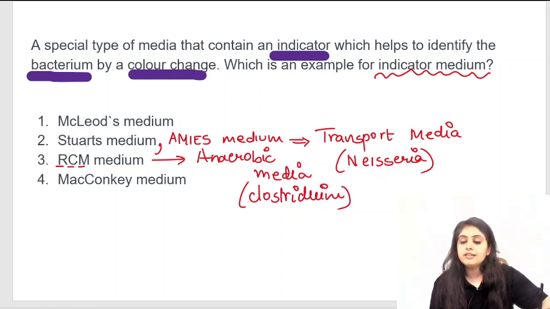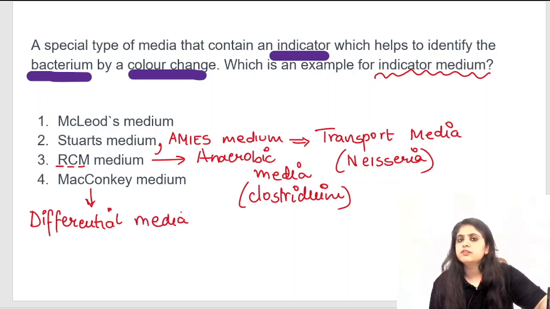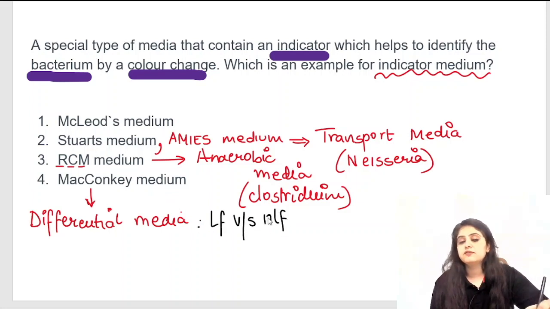Okay, coming to the next, we have something called MacConkey agar. MacConkey agar is a lot of things. Firstly, MacConkey agar is said to be a differential media. I'll be showing you a picture also of MacConkey agar. MacConkey agar is said to be a differential media because it tells me a difference. What difference does it tell me? Between lactose fermenters versus non-lactose fermenters. It tells me a difference.